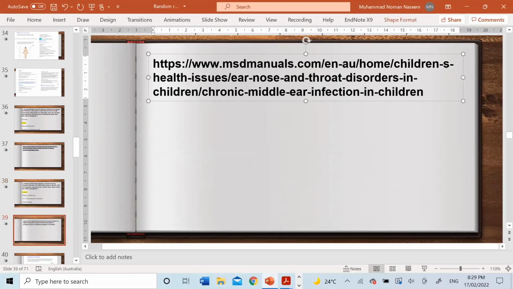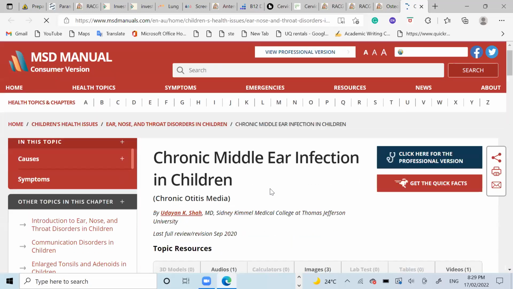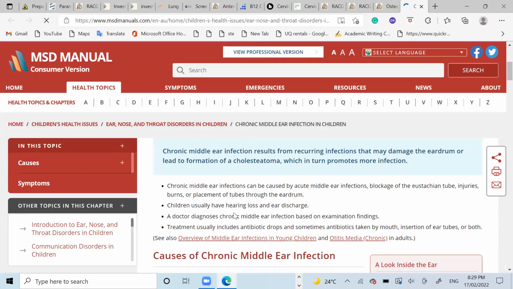So you can look over here about what to do in the chronic middle ear infection. It's the same that I have talked about. Chronic middle ear infections are the ones which are not resolved. The acute infections which do not get resolved cause the chronic infection. And usually the patient can have ear loss and ear discharge.